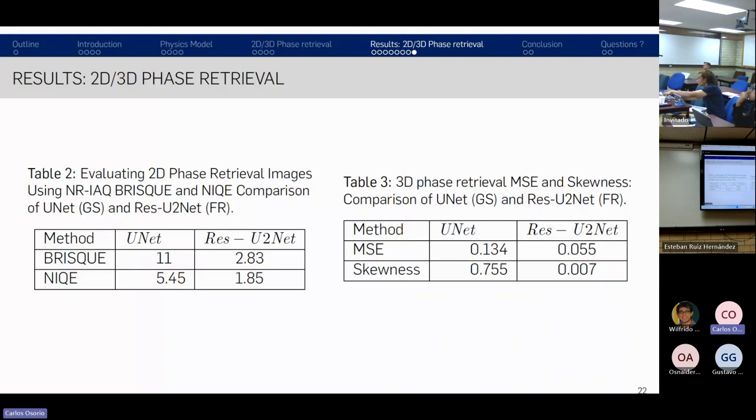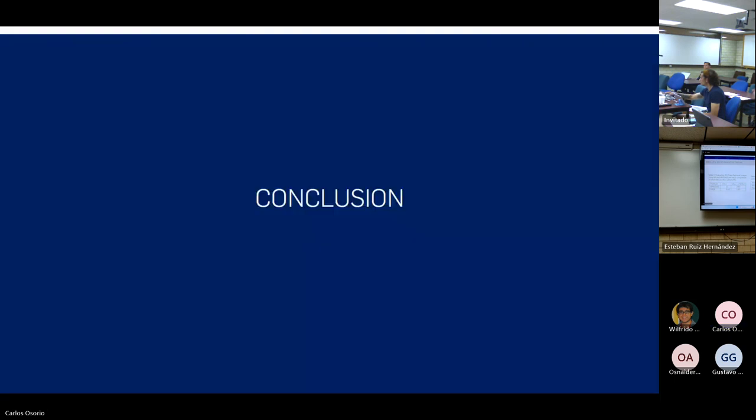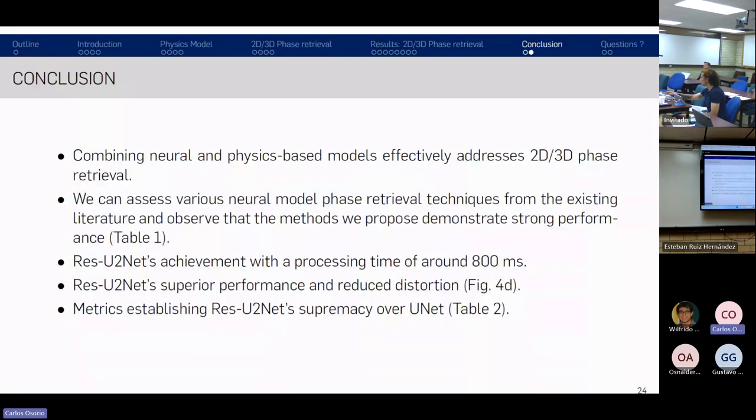The evaluation of the 3D image quality relies on the 2D cross-section symmetry and the snippets. The quantification of symmetry in the 3D image, with a value of zero, indicates optimal, and the mesh quality value of one suggests complete degradation in the mesh. Normalization of the 3D mesh may result in the reconstruction of the test image. In conclusion, the combination of neural models and physical models is efficient and addresses 3D phase retrieval.